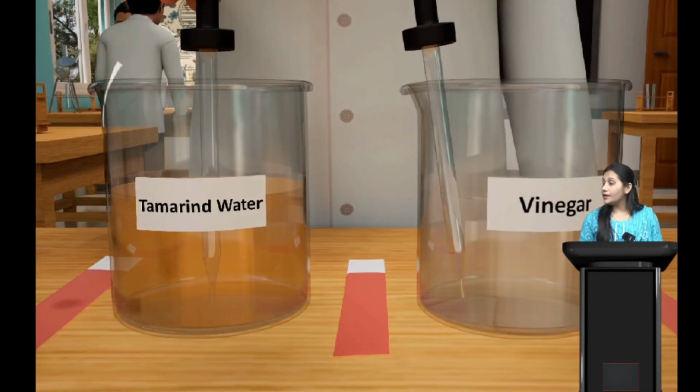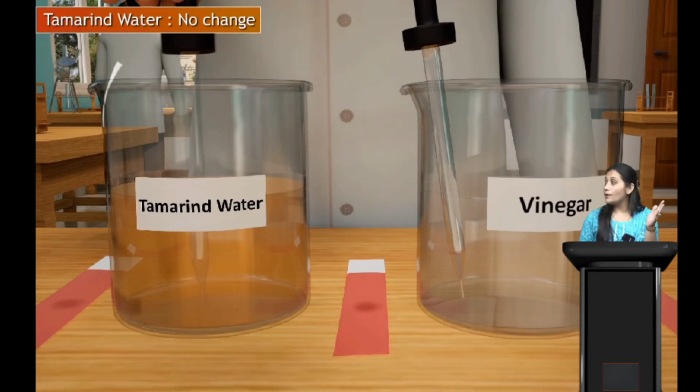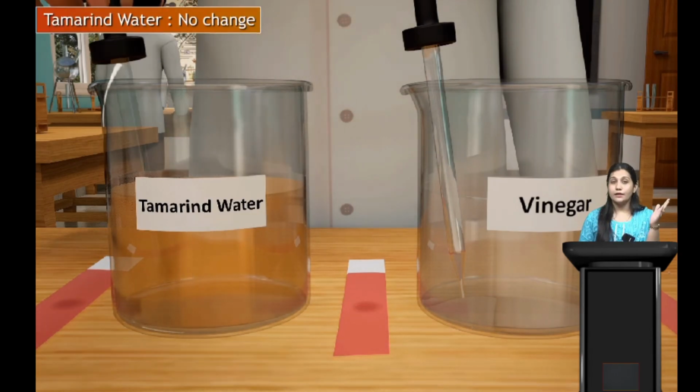Now comes the tamarind water. Let's see. Now if we give one drop of tamarind water on the red litmus paper, even this also shows what? Very good. This also shows no color change. But when we have used that blue litmus paper in the tamarind water, it has changed into red color, isn't it?